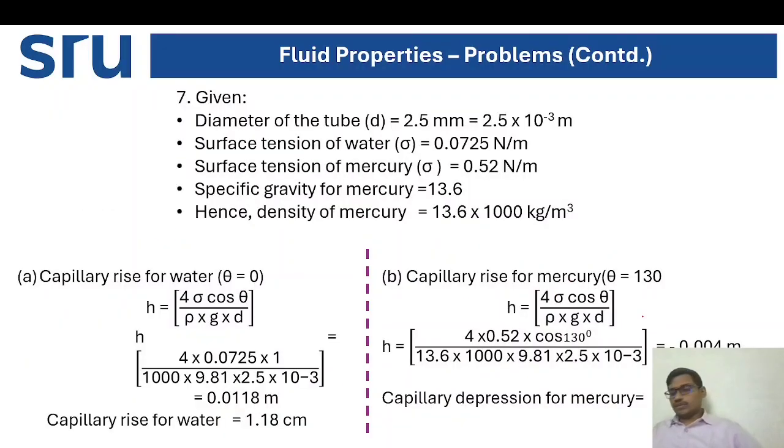Here I have clearly written this for water, and this for mercury, with H equal to 4 sigma cos theta by rho g D, and I have substituted everything. I got 1.18 centimeters, and here, substituting everything, I got minus 0.4 centimeter. Minus means depression. This way we are calculating, and in the next session we will see some more problems and content related to this.